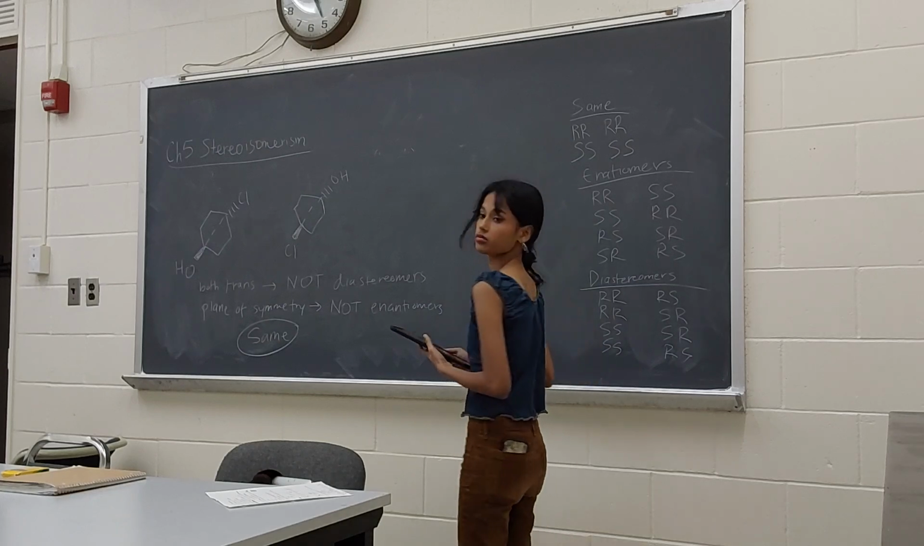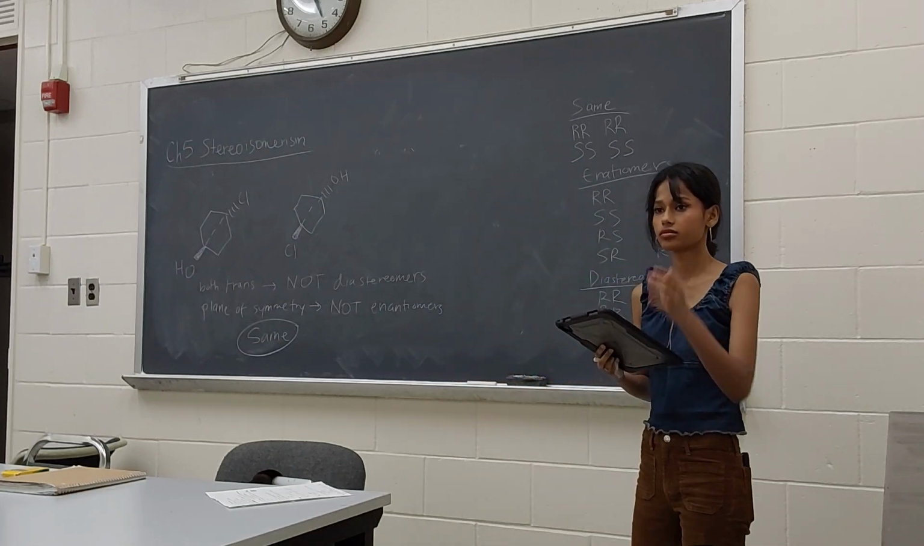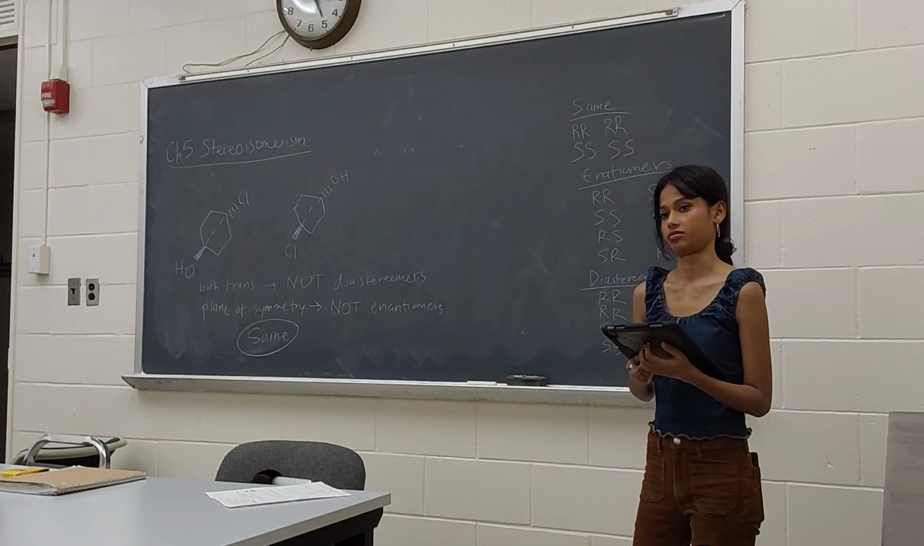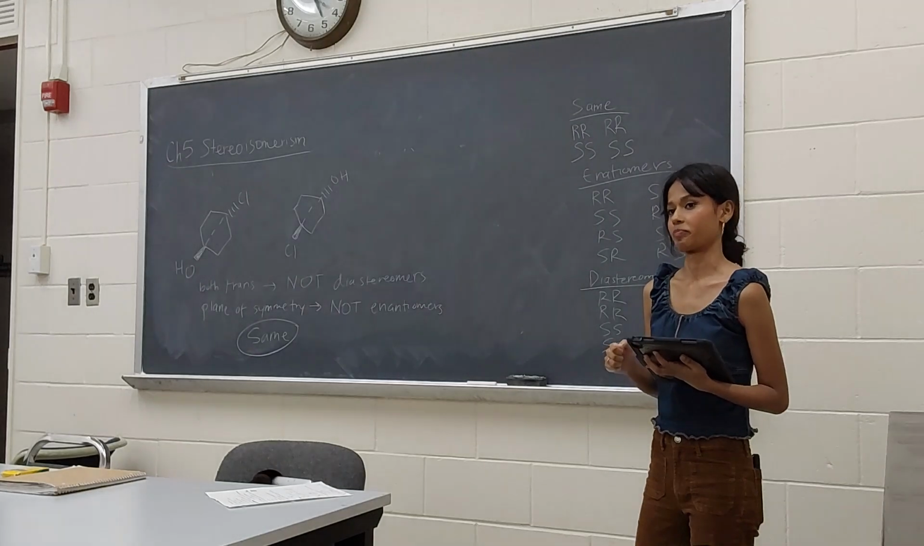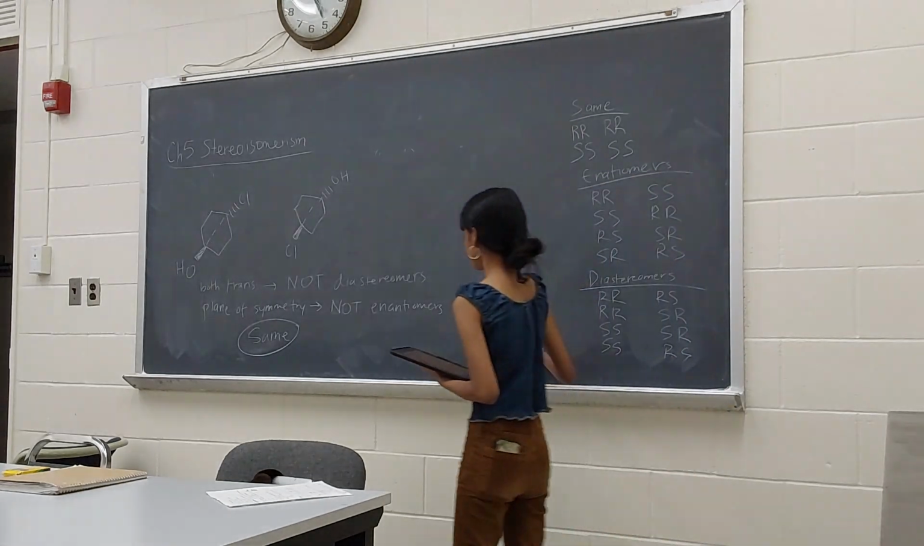Just to confirm, a diastereomer has one cis and one trans, and an enantiomer never has a plane of symmetry. Okay, thank you.